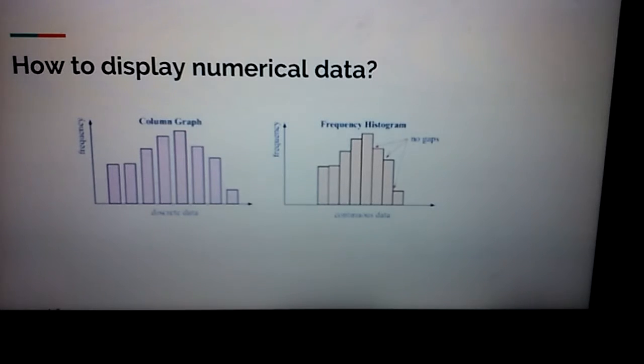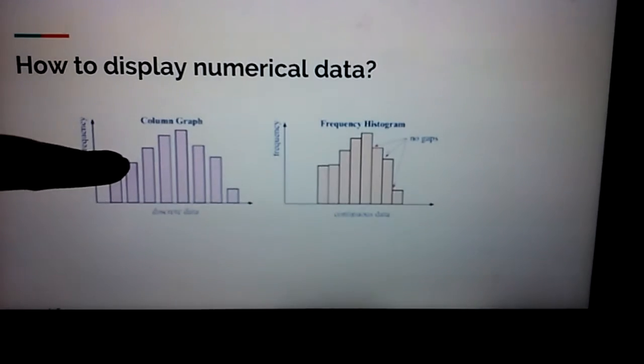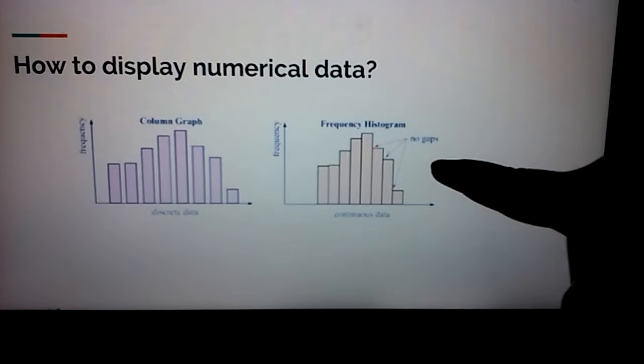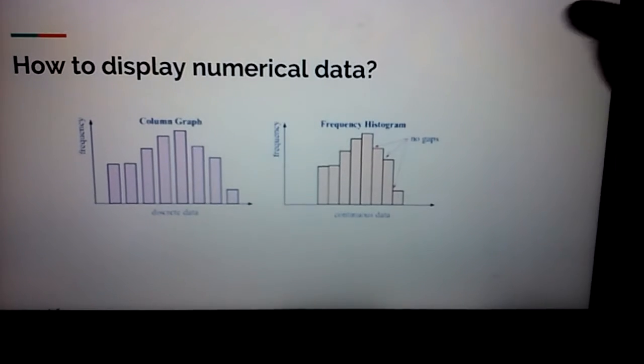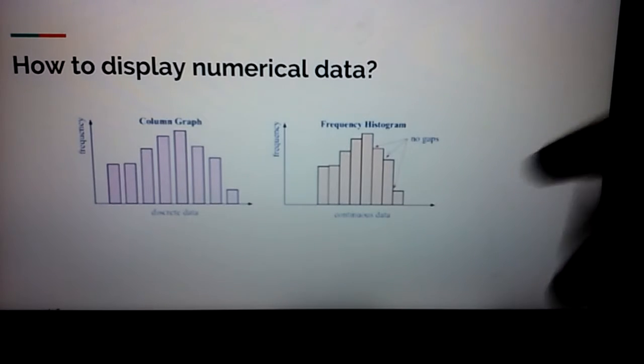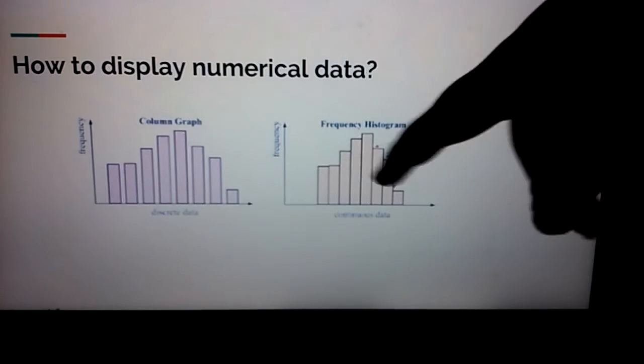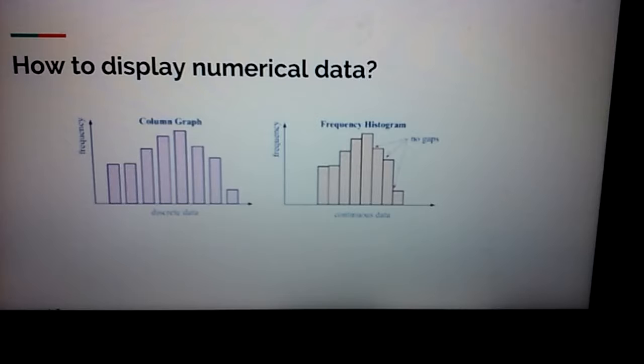How to display numerical data. So right here we can see two graphs. The first one, this one right here, is a column graph, which is used to show discrete data, and then this one right here is a frequency histogram, which is used to demonstrate continuous data, and we will be learning about histograms today. You also have to make sure that you know that a histogram does not have any gaps in between, as demonstrated here. You can see this one does have gaps. So just remember that a histogram does not have gaps.